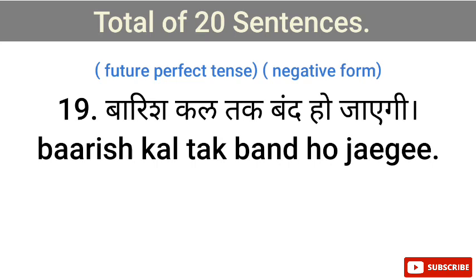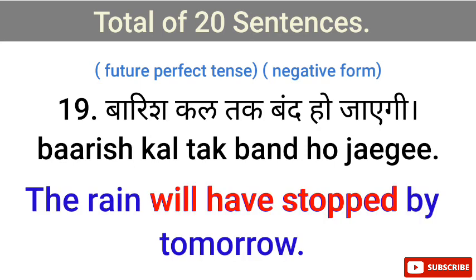Future perfect tense, a negative form. बारिश कल तक बंद हो जाएगी। The rain will have stopped by tomorrow.